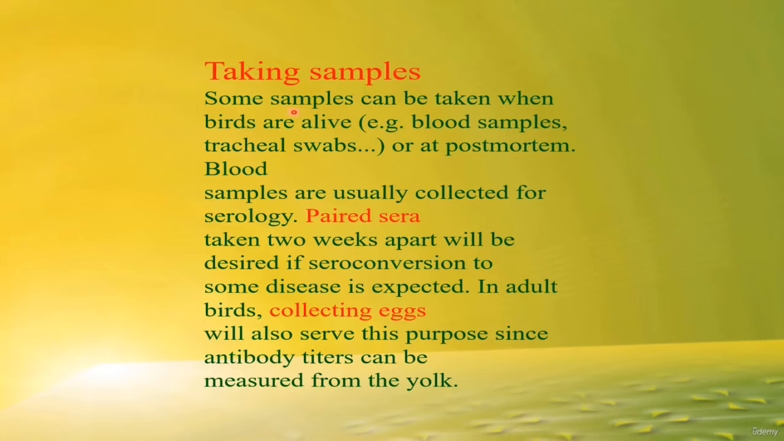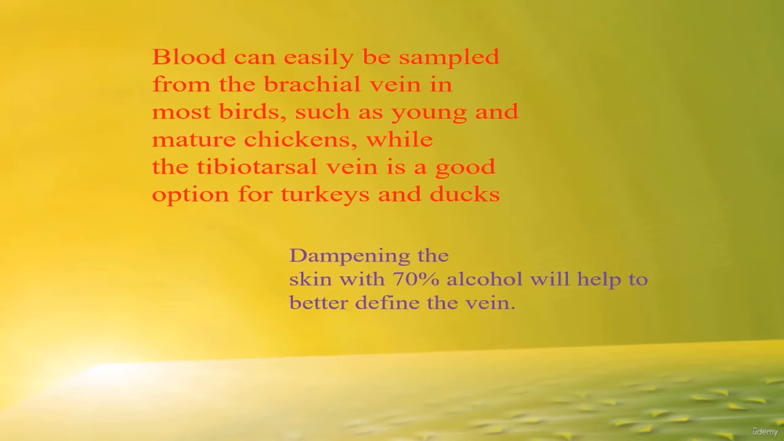Taking samples. Some samples can be taken when birds are alive: blood samples, and tracheal swabs at postmortem. Blood samples are usually collected for serology. Bird sera taken 2 weeks apart will be desired if seroconversion to some disease is expected. In adult birds, collecting eggs will also serve this purpose since antibody titer can be measured from the yolk.